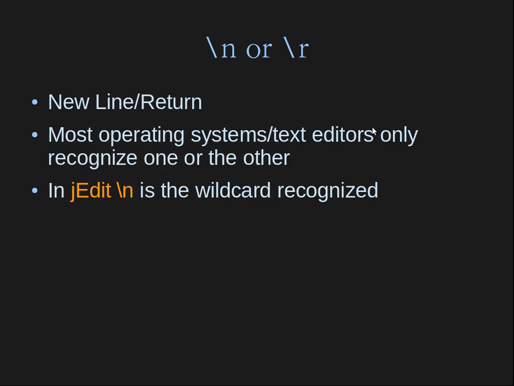Okay, \n or \r is a new line or a return. Usually, most operating systems or text editors will only recognize one or the other, but not both. In JEdit, \n is the wildcard that is recognized. And this is really useful for anchoring yourself to the very end or to the very beginning of a line. Imagine we want to get a string of 3 characters, but we want the first 3 characters in the line. We can begin it with \n.